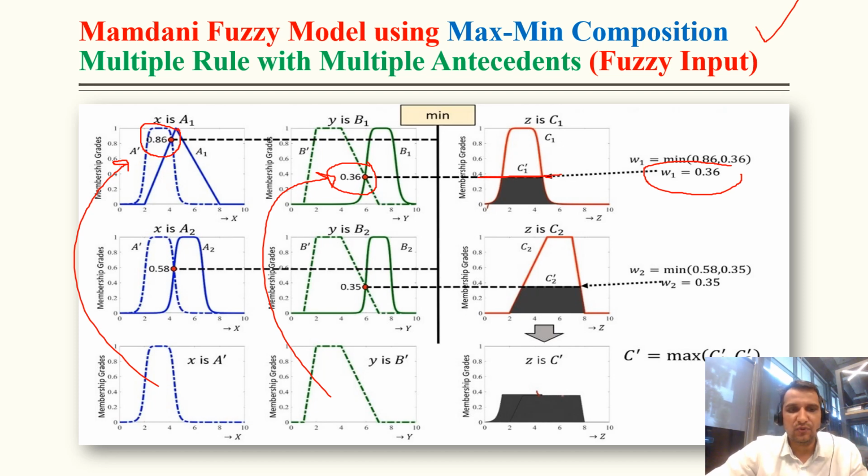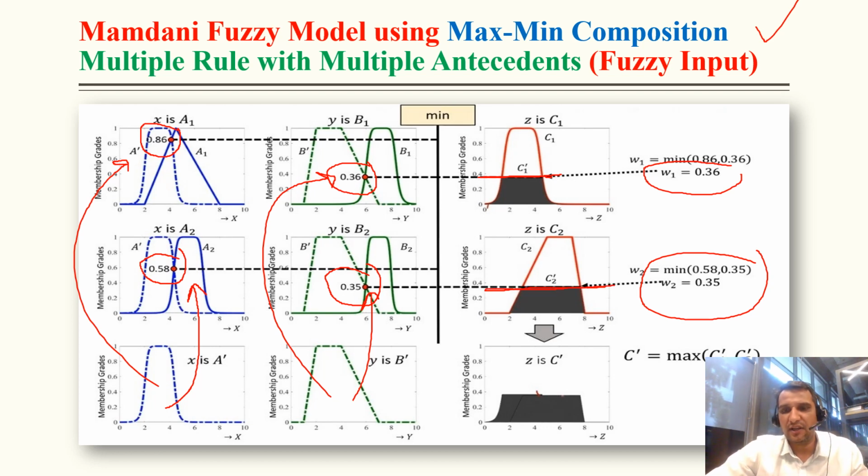Okay, again for the second rule we are going to overlap at this position. So degree of compatibility right now is 0.58, and superimposed with this one, degree of compatibility is equal to 0.35. So out of 0.58 and 0.35 we have to consider the minimum value, and the minimum value is 0.35. Therefore we are going to slice at this particular value at this particular position.